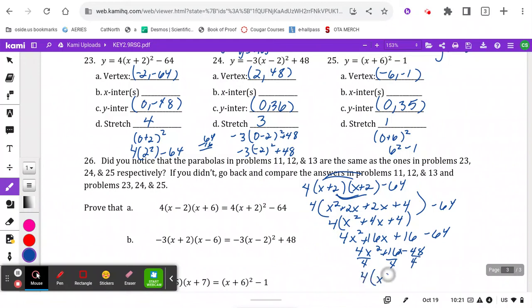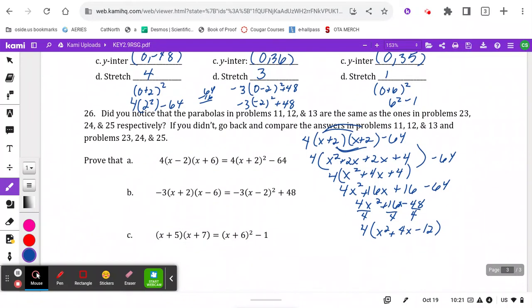If 4 goes out, it ends up like that. And remember, our ultimate goal is to prove this here. I'm getting closer.